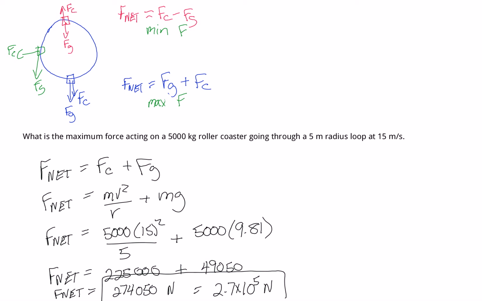Let's find out what is the minimum force on the roller coaster. If we're looking for the minimum, now what we're dealing with is the top. Let's go back to the diagram: the top of our track is where it's going to be the lightest, because we have gravity and centripetal working against each other. So our net force will be the same two things being subtracted.